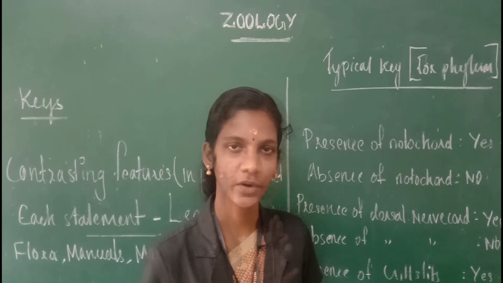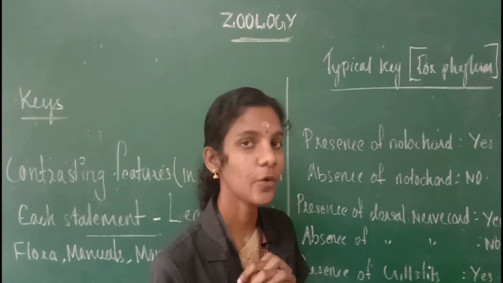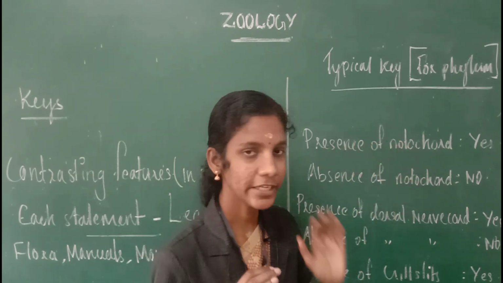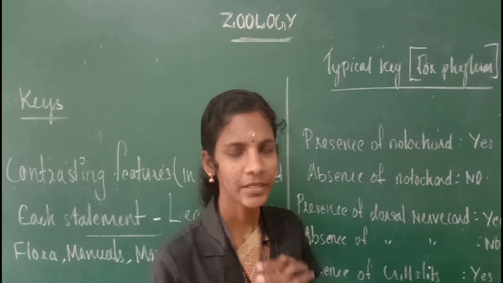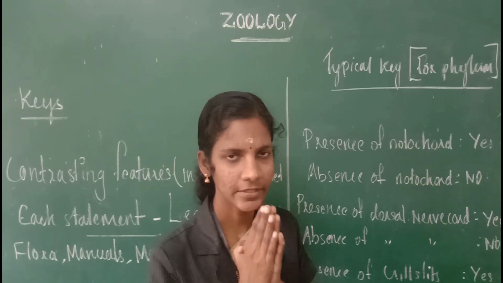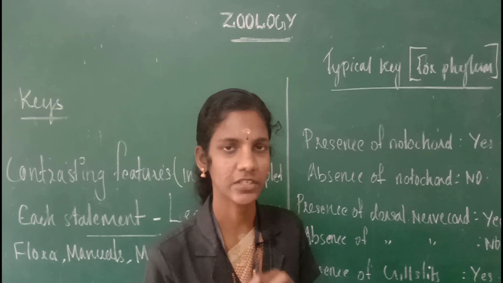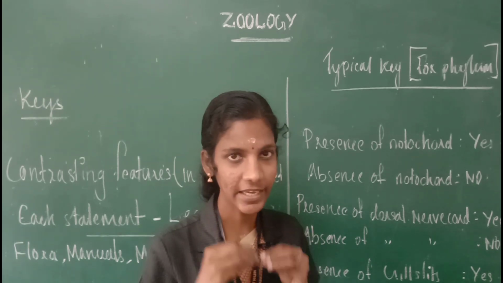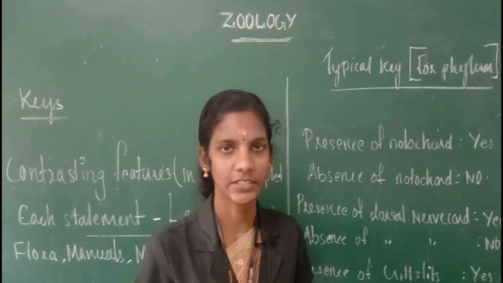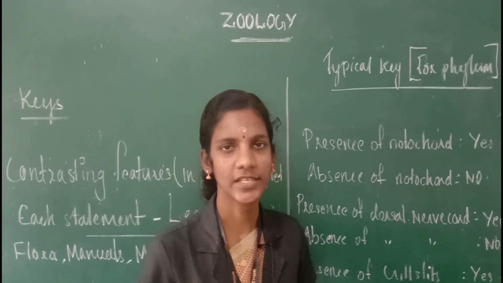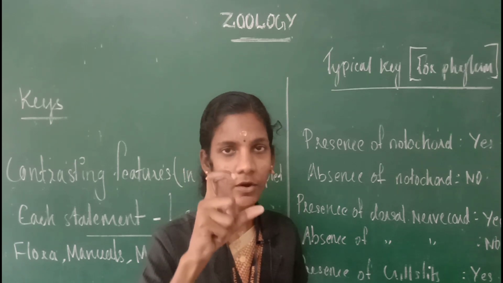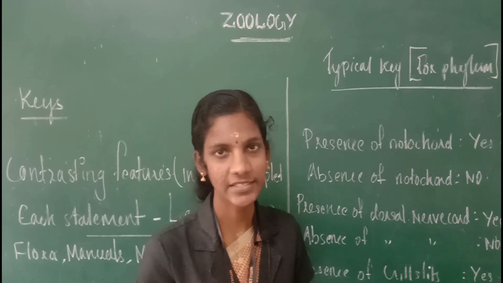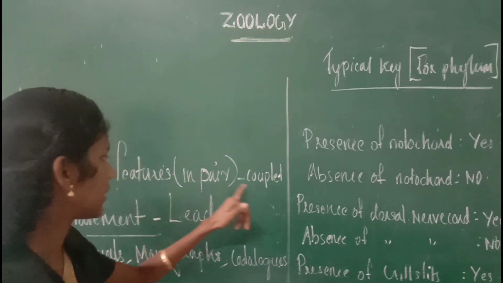Understood? Hope you have understood what I intended. Here I have to say one more thing. When we consider a key, I told you each feature will be there and alternatives will be there in each feature. That is, when we make a key, we will make use of n number of contrasting features. Among these n number of contrasting features, a single pair of contrasting features is known as a couplet. Okay, we can call it a couplet. Here I mentioned it.